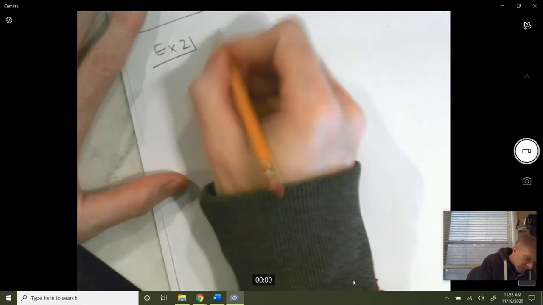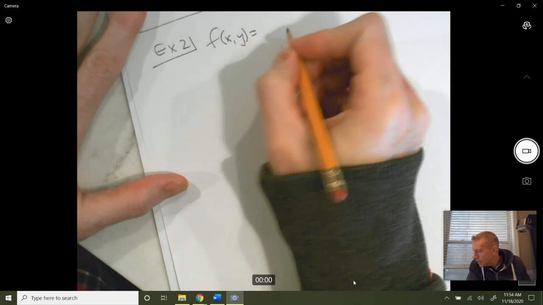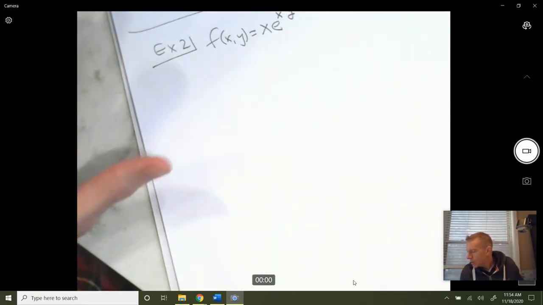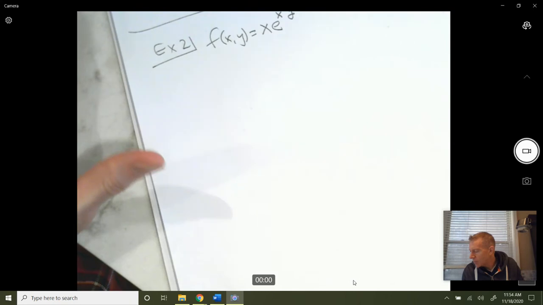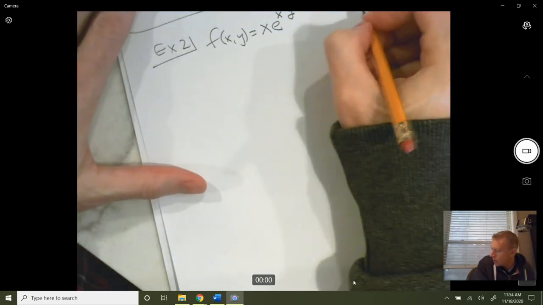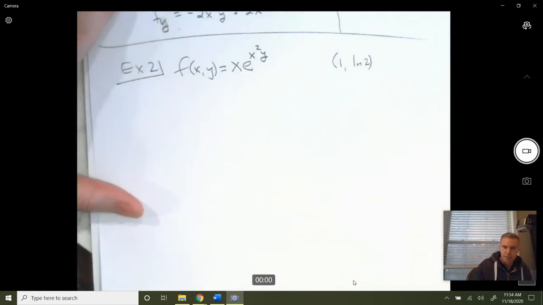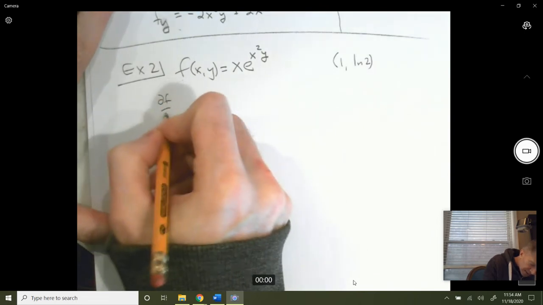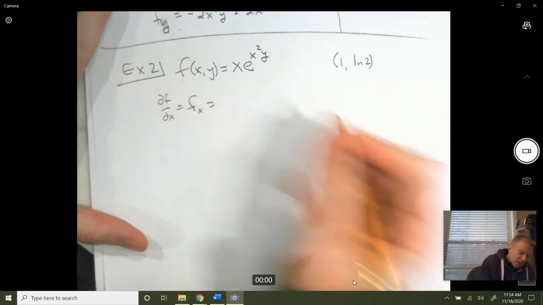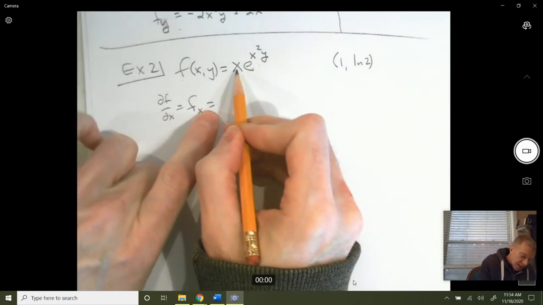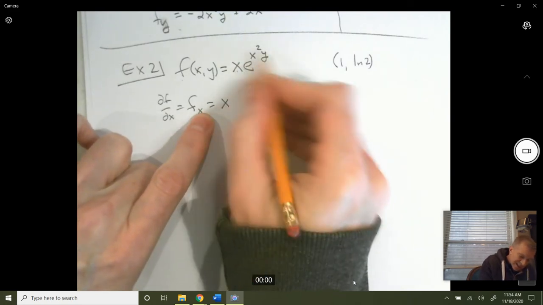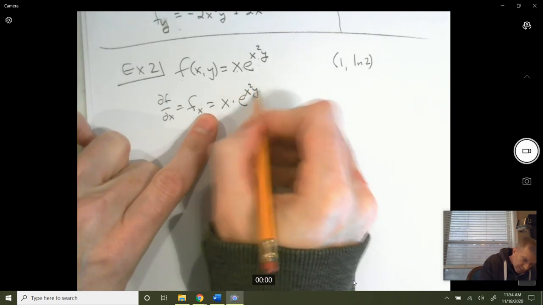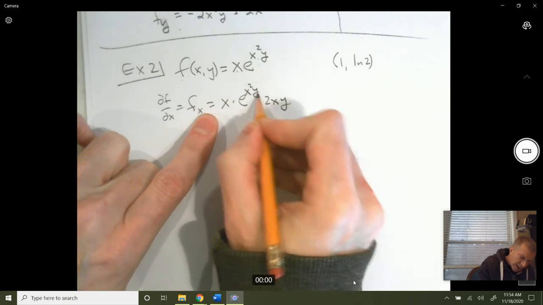My function is f of x, y equals x e to the x squared y. Okay, and it says find fx, the x partial derivative, and the y partial derivative, evaluate each at the point 1 comma natural log of 2. Oops, you can't see that. That's better. So my x derivative, we can write df dx. You could write it as fx, either way. Now I have to use a product rule. So the first, x times the derivative of this thing. So that's the x derivative of this thing. So that's going to be e to the x squared y times the derivative of this, which is 2xy. Remember, I'm holding y constant.